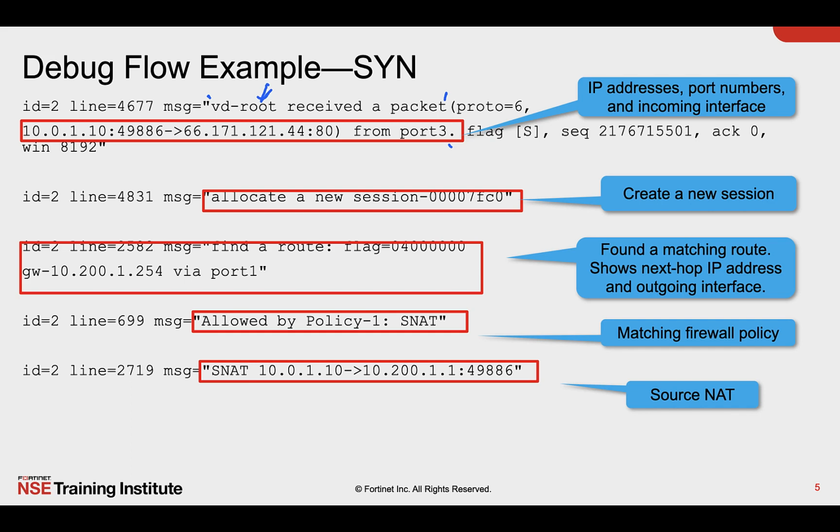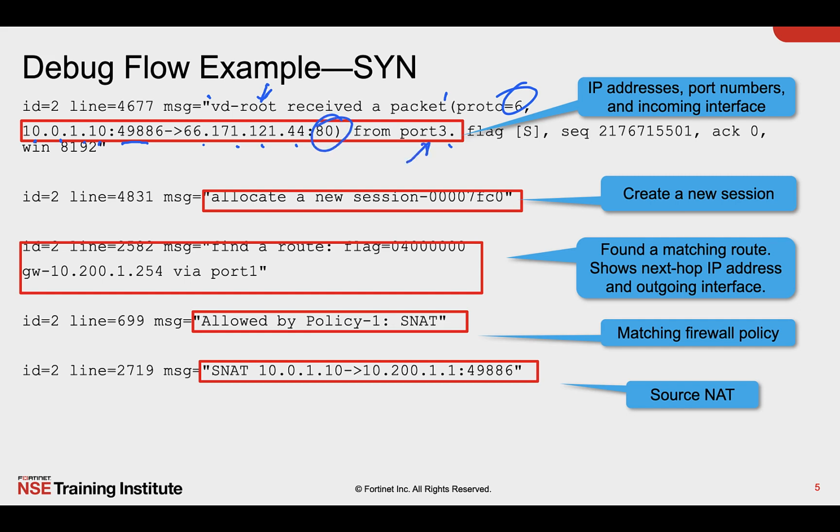Therefore, this nonsense answer about the test VDOM is not relevant. Okay. All right, so we care about that. Protocol 6, we just went through this, right? That means it's TCP. Here is the source socket. Socket's just a shorthand for IP address and port. Here's the source socket, 10.0.1.10, 49886. Where's it going? Here's the destination socket, 66.171.121.44, port 80.